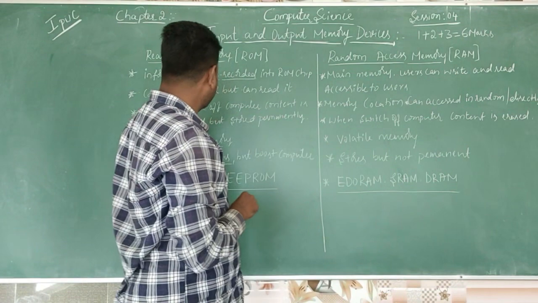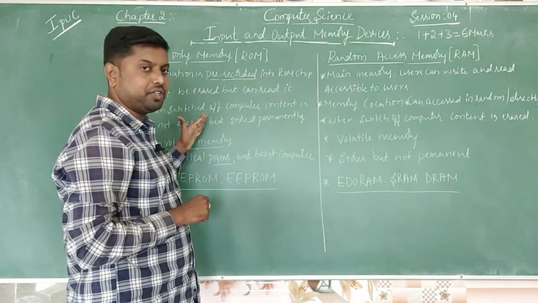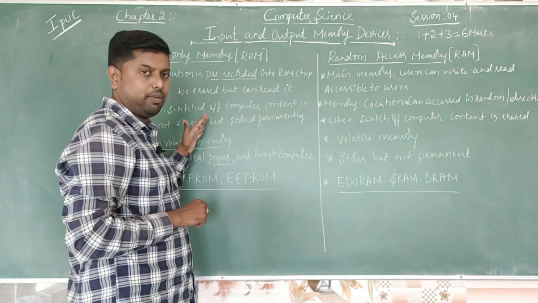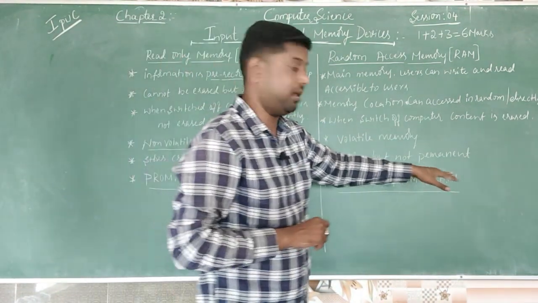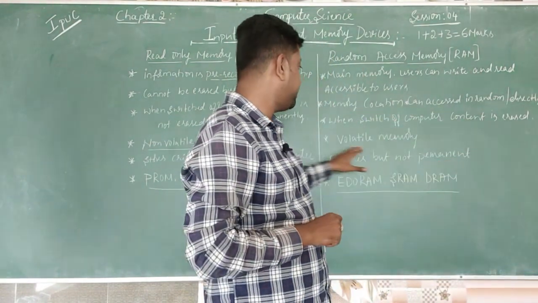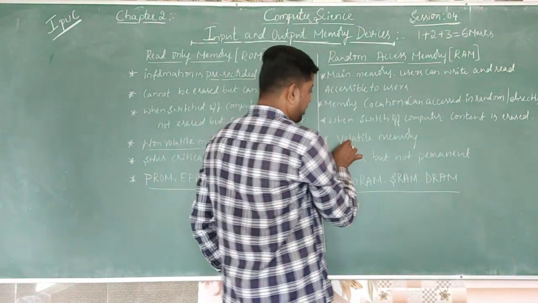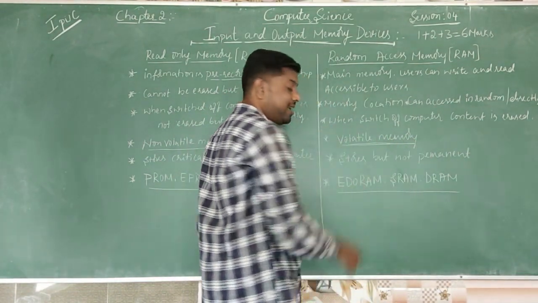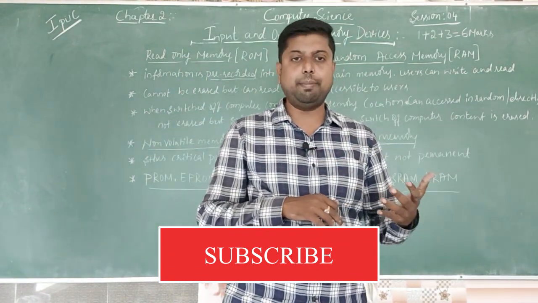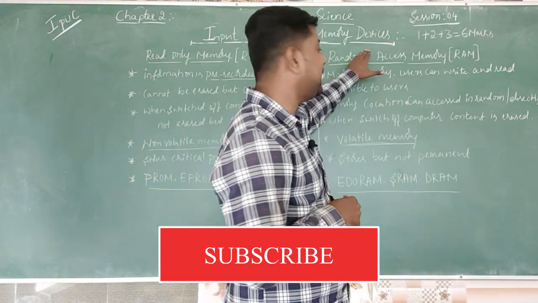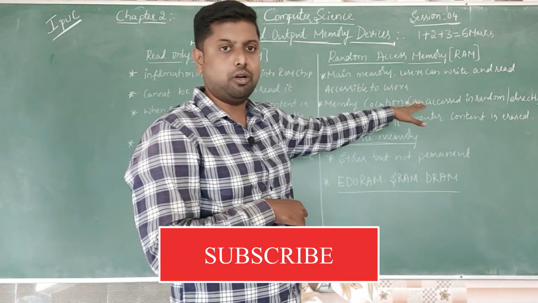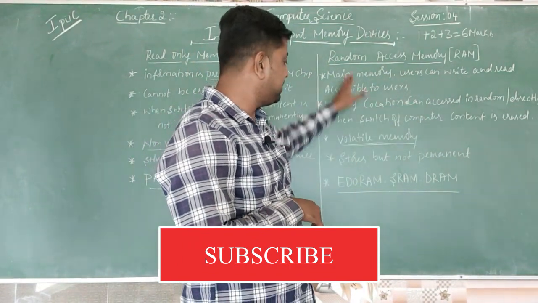Compared to the ROM, where switching off the computer doesn't erase the stored data and it is saved permanently, here that's not the case. When the computer is switched off, the content is erased. That's why this type of computer memory is called volatile in nature. Whenever you switch off the computer, the data is automatically erased. What you store in RAM is temporary. In ROM it is permanent. Like that, it is a volatile memory.